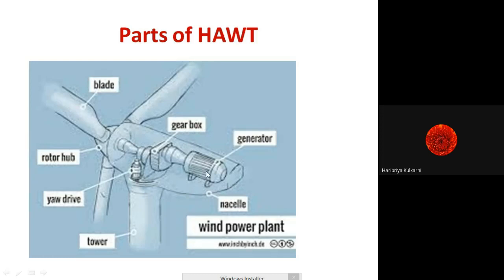This is a generator. As we have discussed, all the assembly is placed on top of the tower, so a structurally strong tower is required. This is a tower, and this is a nacelle. The nacelle controls the direction of the rotor hub, so the direction can be controlled. This is a generator which is connected to the turbine. The rotational movement of the blade is transferred to the input of the generator. In a generator, as we all know, the input is mechanical and the output is electrical. So mechanical input is given through these blades as rotational speed to the generator, and the output will be electrical energy that we can connect to the grid or utilize.